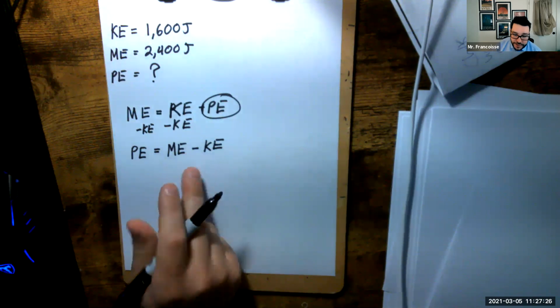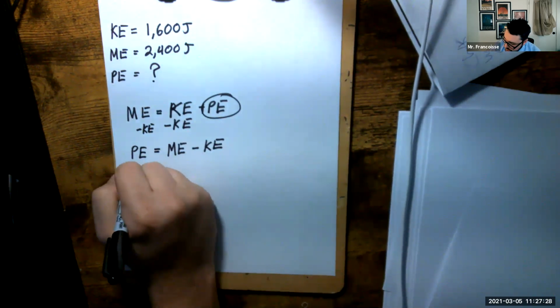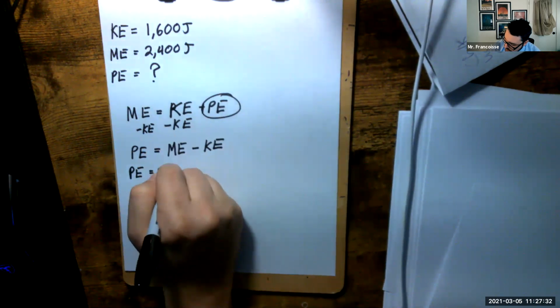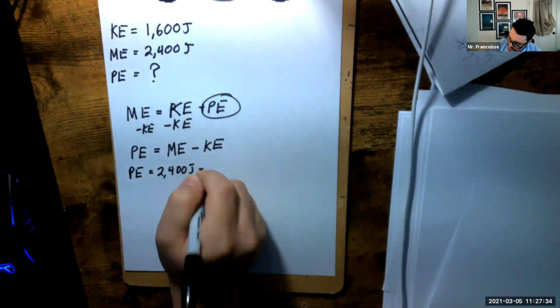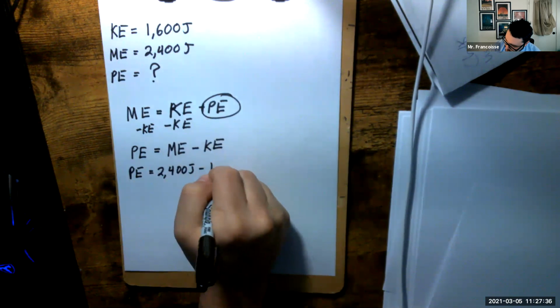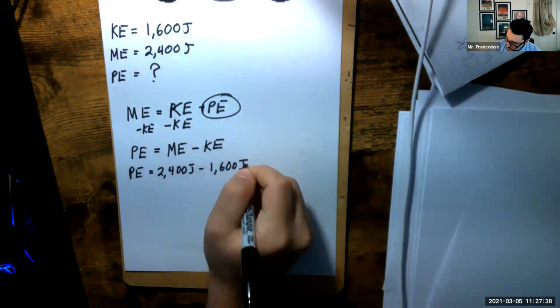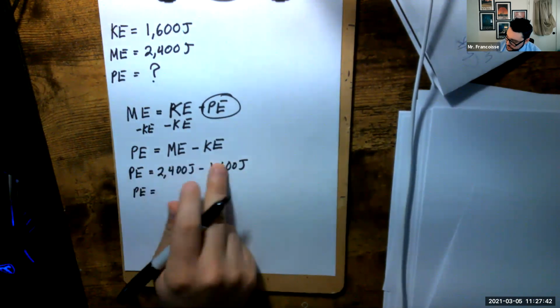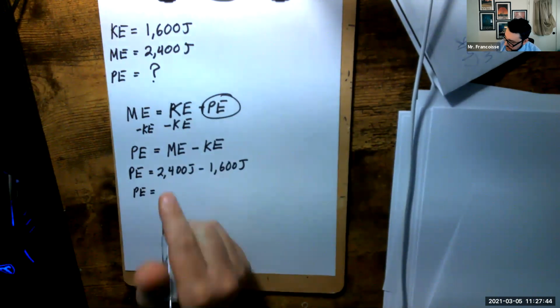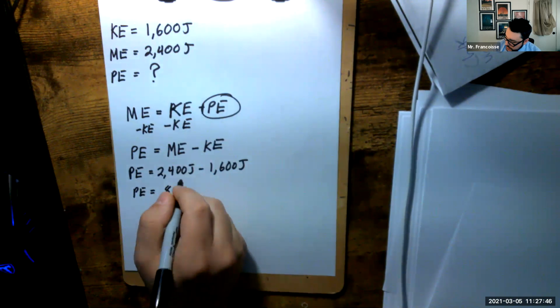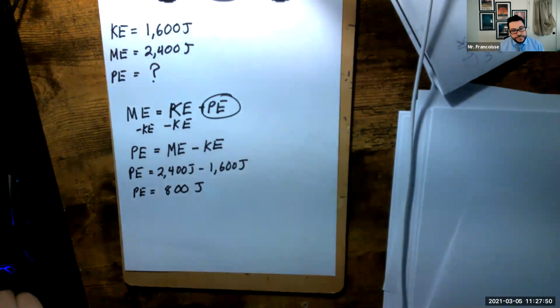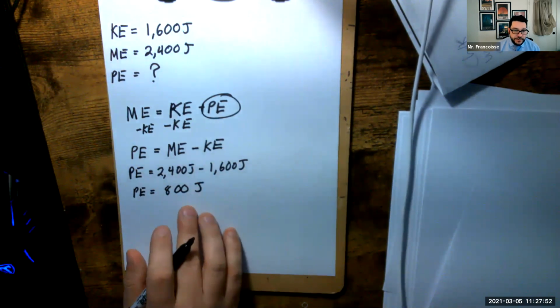So from here, we can just plug it in. So potential energy is going to be mechanical minus kinetic. So we should get a difference of 24 minus 16 is 8, and then we keep the zeros. So we get a difference of 800 joules.